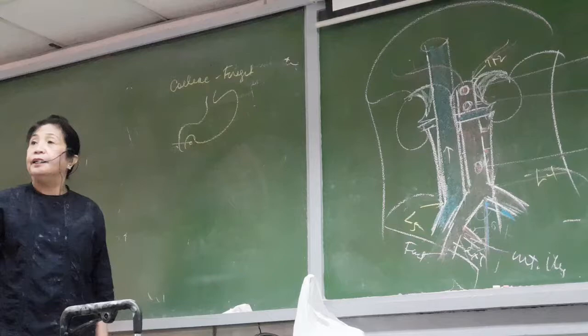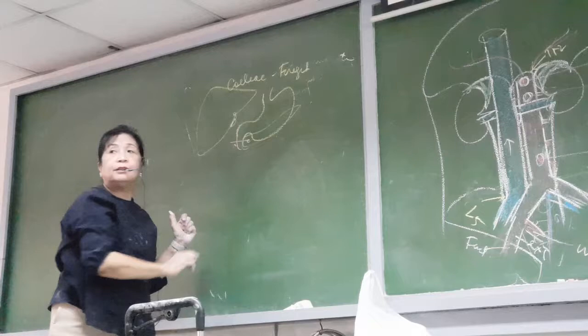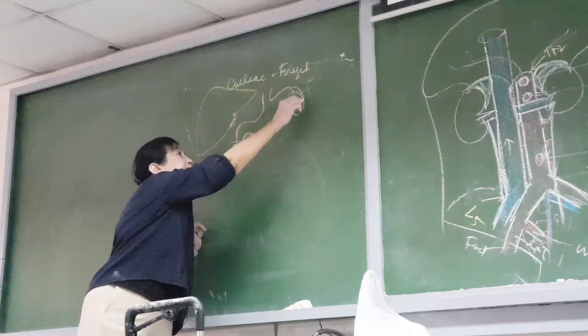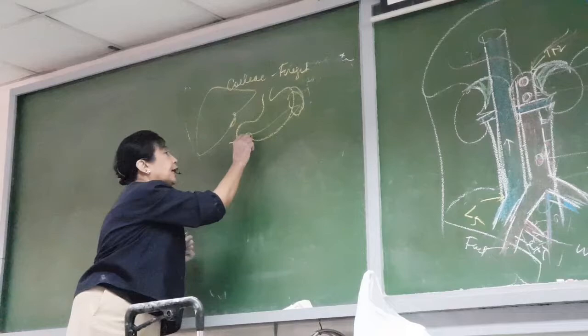What else do you have in the foregut? Derivatives, okay? For example, what is this? Pancreas. What is this? Liver, and then the gallbladder. And then you have a non-digestive organ, that is your spleen. That is your foregut. And then you have the superior mesenteric artery, and this is supplying the midgut.